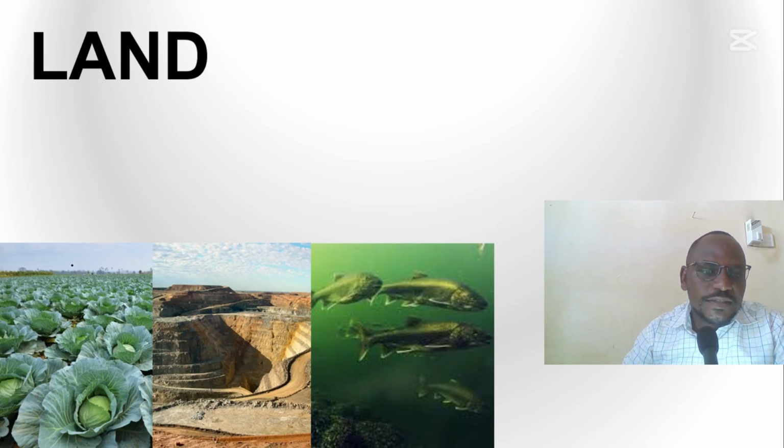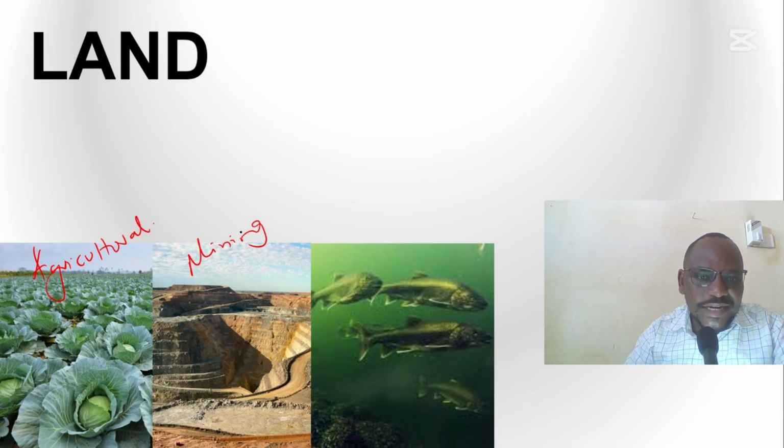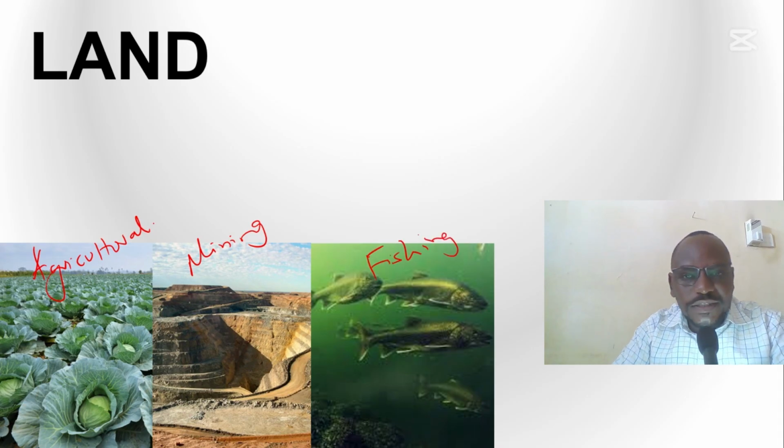The first image is showing some agricultural process or output. Here we can see something to do with mining, so we have minerals. Here we can see some fish, means that we can have some fishing. All these are resources, and these are resources which are provided by land. So land here becomes a factor of production.